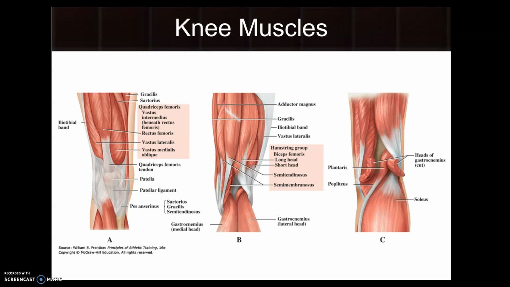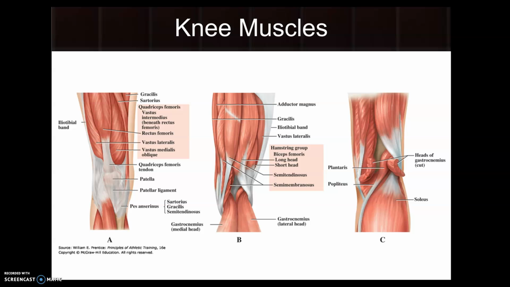So here we've got 3 illustrations of the muscles surrounding the knee, A, B, and C. In A, it's an anterior view. Basically, you've got the patellar tendon that you really need to worry about as far as tendinopathy is concerned. In B, you find semitendinosus and semimembranosus, those are on the medial aspect of the hamstrings. And so that shows you the medial side, and then on the lateral side you'll have the long and short head of biceps femoris.